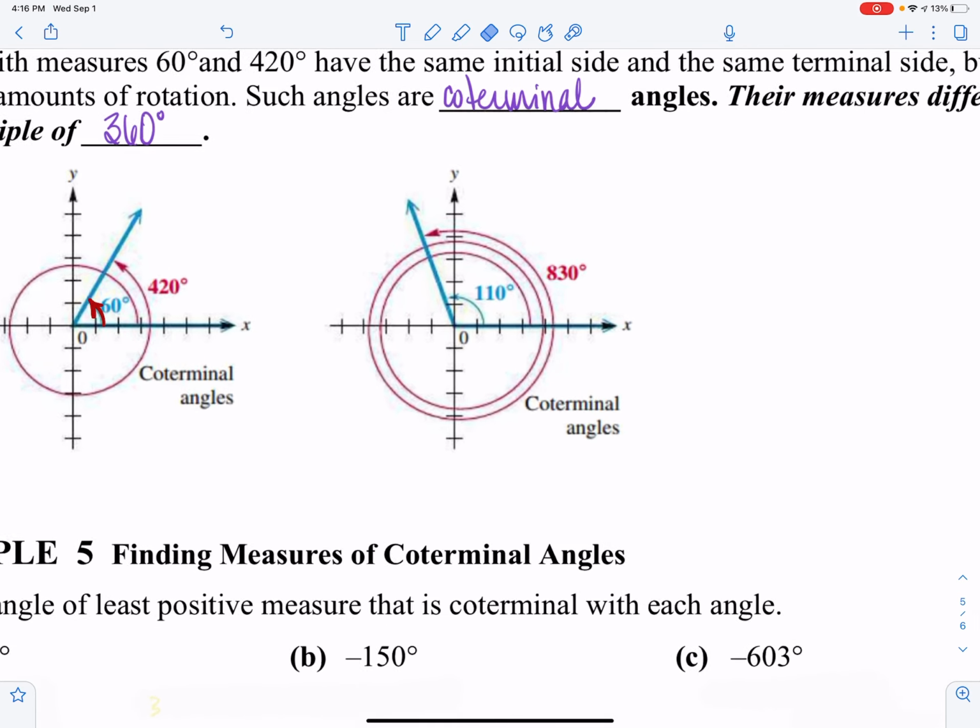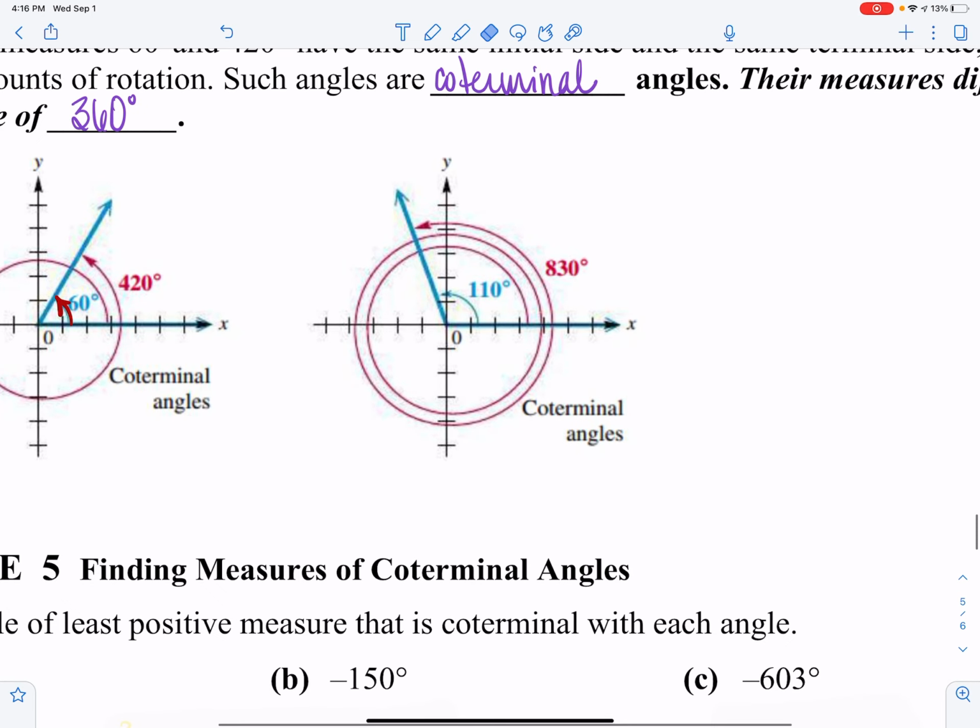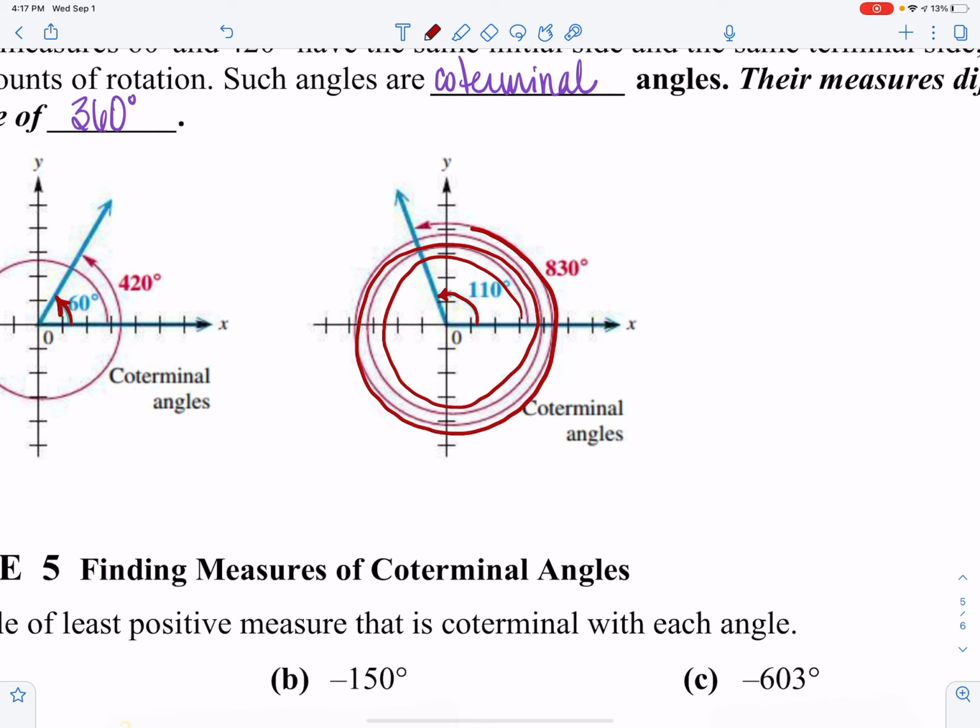Here's another example. Notice the 110-degree angle started at the initial side and the terminal side stopped in quadrant 2. Whereas 830, it went around the circle, it went around again, and finally on the third time around, it stopped at that same place that my 110 stopped.